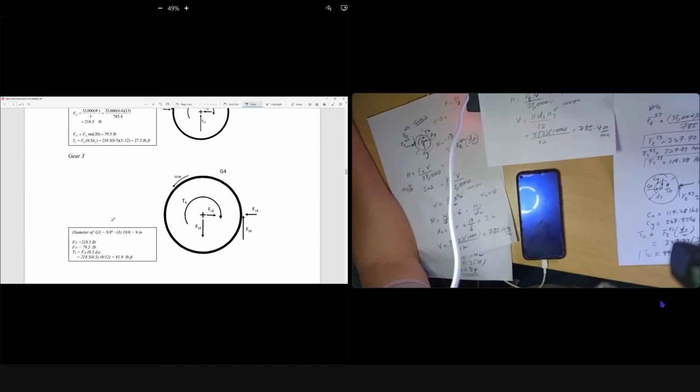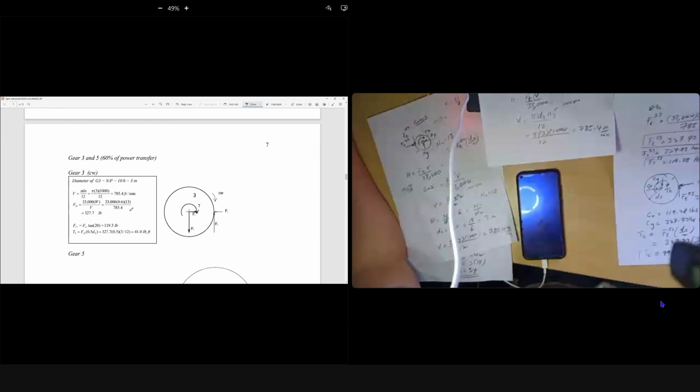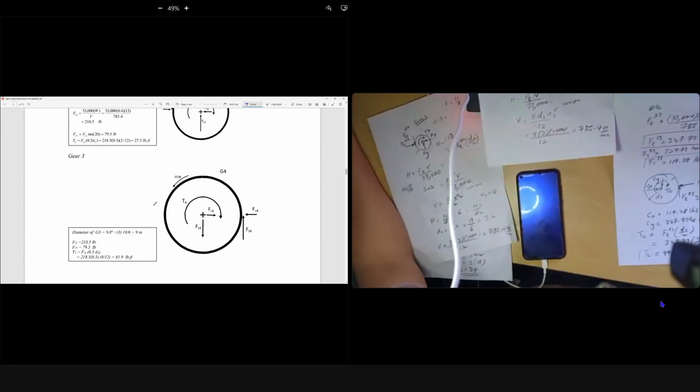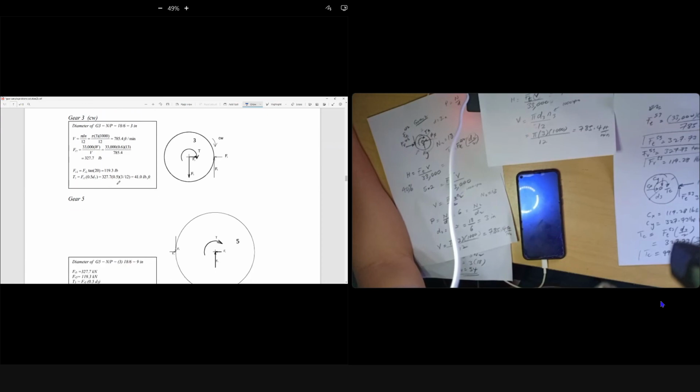Diameter of gear 3 is 9 inch. Which question am I looking at here? This one, right? Okay, this is gear 3, sorry. Oh sorry, this is gear 5, my mistake. Okay, this is gear 3, so what I did is correct. Gear 3. Correct, torque. Torque C, F tangent.